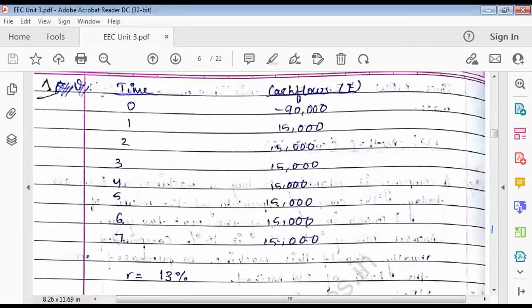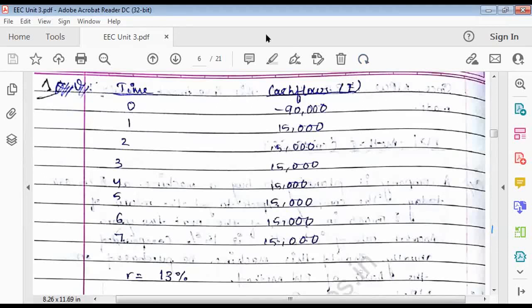Time and cash flow. First, the most important thing is to understand the question. That is very important. So I'll tell you how to interpret the question, how to understand the question. So as I said, if you get this kind of a question, how do we understand it? You see, there are two columns given in the question. One with the name time, the other one with the name cash flows, measured in terms of rupees.